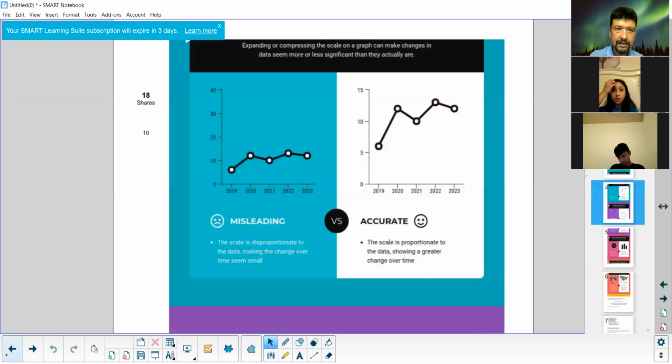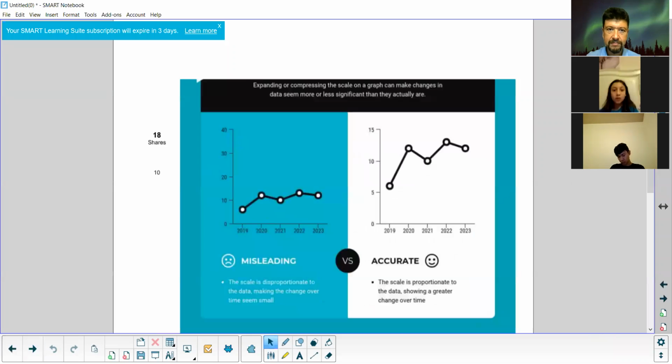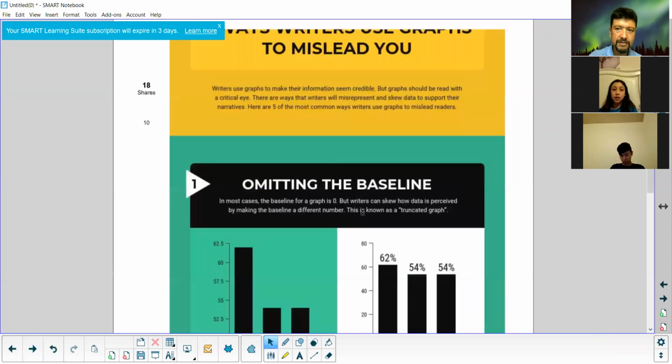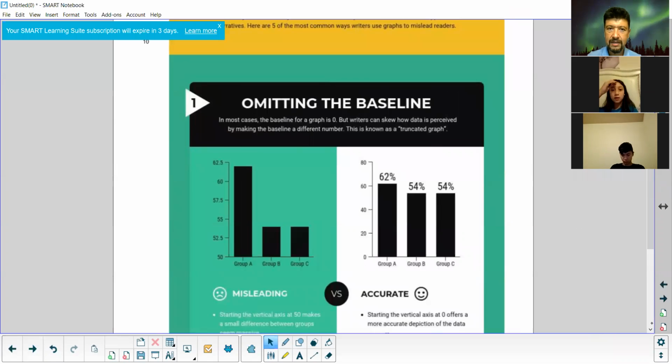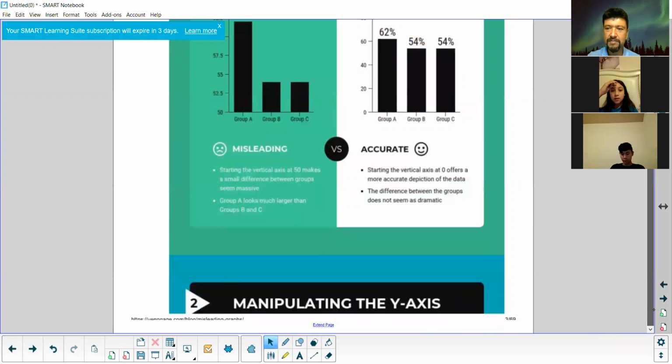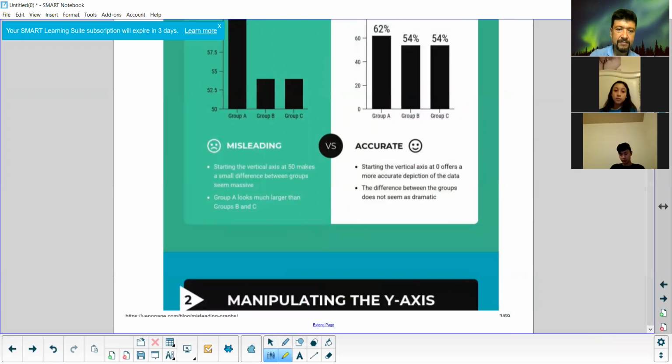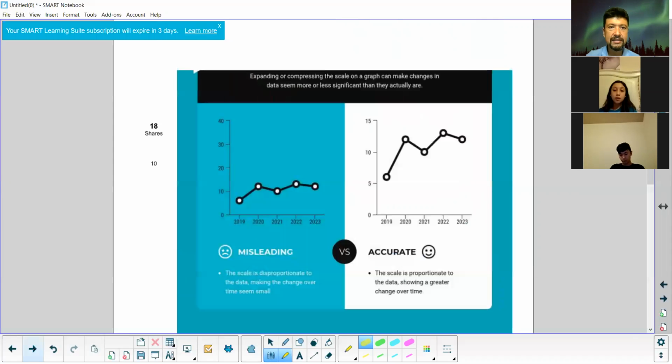Okay, so like right here. Okay. Now this one was what? That you're going too far ahead. No, well, remember how we said this was omitting the baseline? Now this one's manipulating the y-axis. This is the next one we're doing, number 2. Okay, we're gonna work on manipulating the y-axis. All right, so go ahead, Celeste, read what it says here.